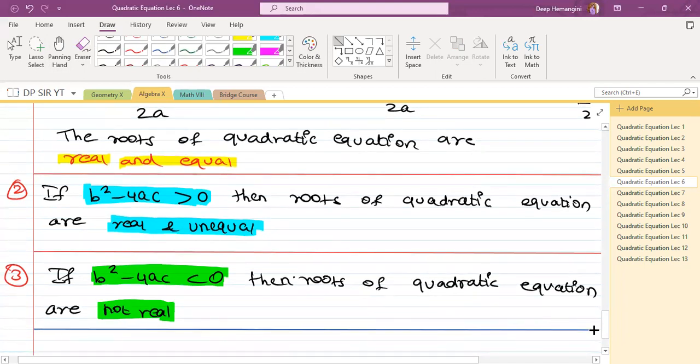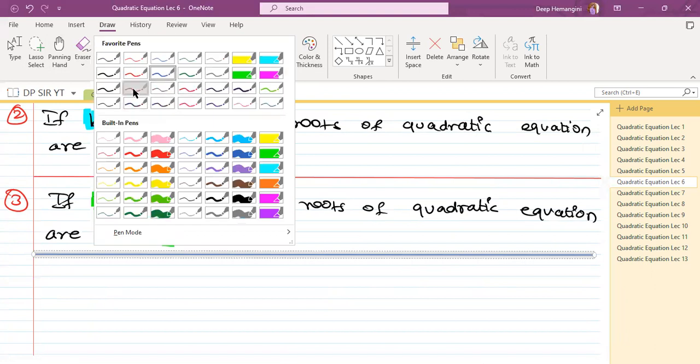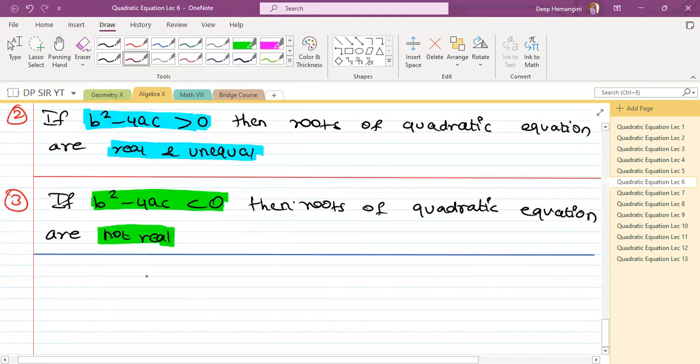And last but not the least, I guess we are having 2 or 3 more minutes. I would like to mention a note that you should always remember: b square minus 4ac is called the discriminant. It is called discriminant, not determinant. Guys, please be very sure with the terminology.